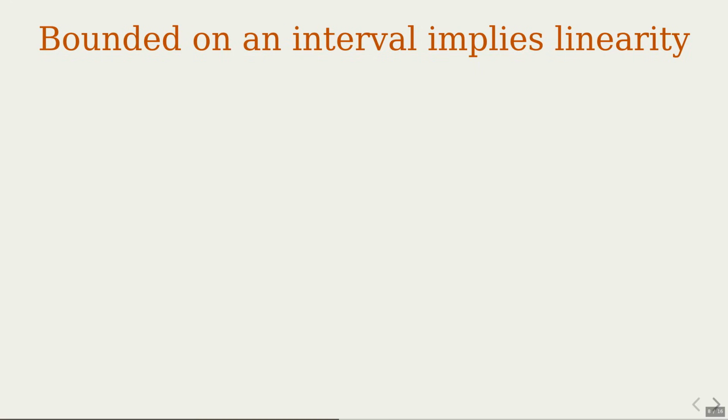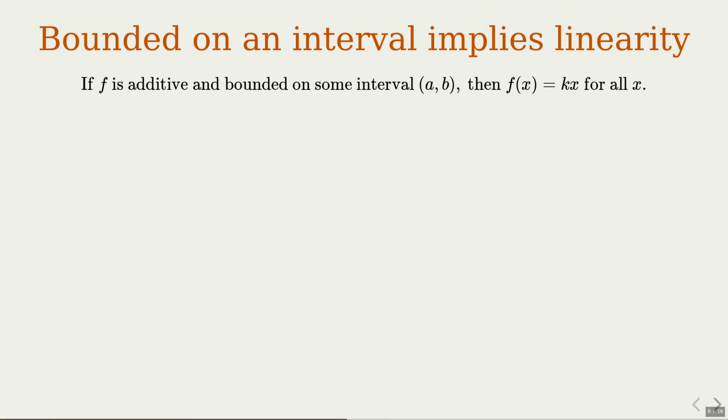Here is a less famous but very powerful twist. You do not even need to assume continuity directly. You are saying that just being bounded on some small interval already forces the function to be linear everywhere. Additivity lets you propagate that small bounded interval all over the real line, which ends up forcing f to be continuous and therefore linear. Assume that f is additive and bounded on the interval from a to b.